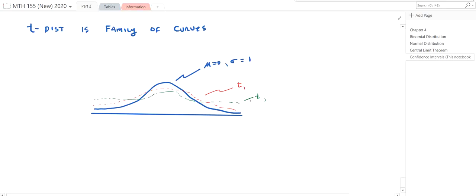And the way we differentiate between these curves is a new idea we call degrees of freedom. Talk about that in a second. But for example, the degrees of freedom of this red curve might be 200, whereas the degrees of freedom, I'm just going to put DOF, of this green curve might be 50.